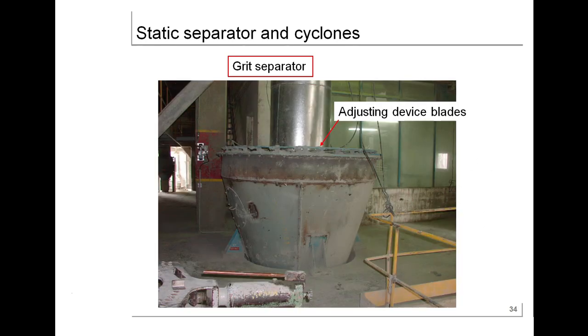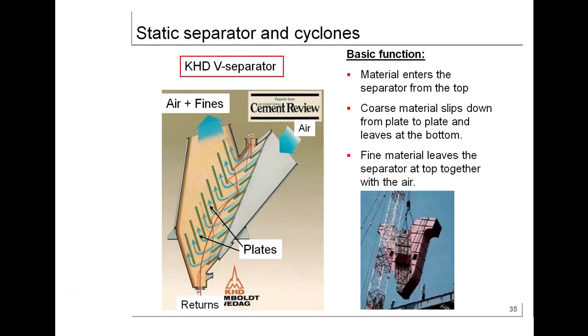Static separator and cyclones. Grid separator. Adjusting device, blades. Static separator and cyclone. KHD V-separator. Basic function: material enters the separator from the top. Coarse material slips down from plate to plate and leaves at the bottom. Fine material leaves the separator at the top together with the air.